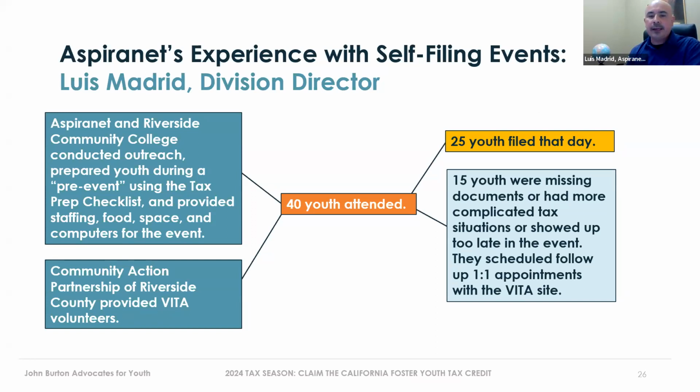with the VITA folks. Let me talk a little bit about the pre-event. They might have used a different term for this, but it is critical that you have some type of pre-event where you're meeting with the youth and going over what they're going to need. At this age, quite frankly, I can speak for myself, taxes was not at the top of my priority list. It's a pretty intimidating process.